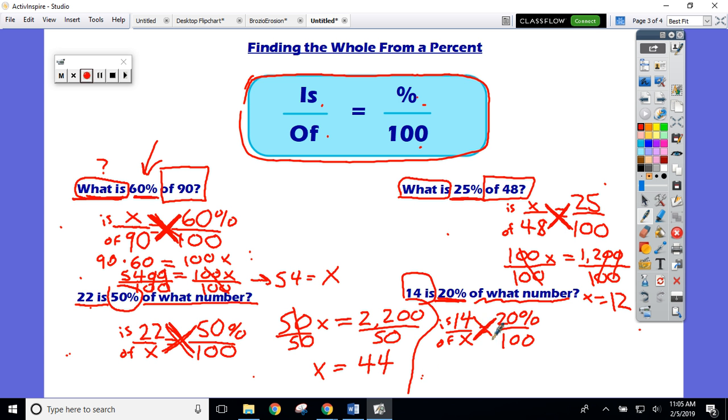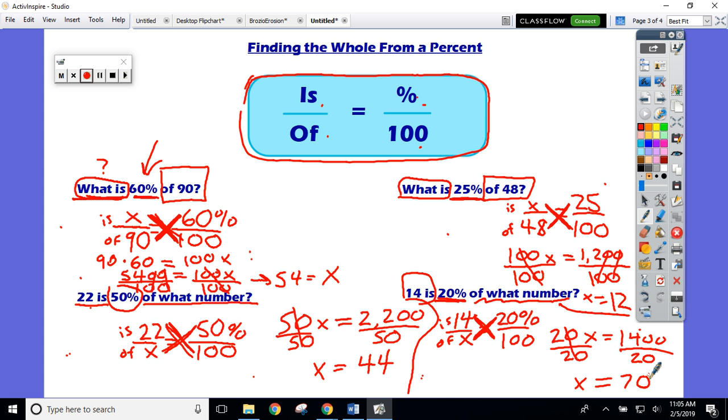Crisscross. 20 times x equals 14 times 100, or 1,400. Divide each side by the number with the x, or the m, or the l, or whatever you use, leaving me x equals 1,400 divided by 20, which is 70.